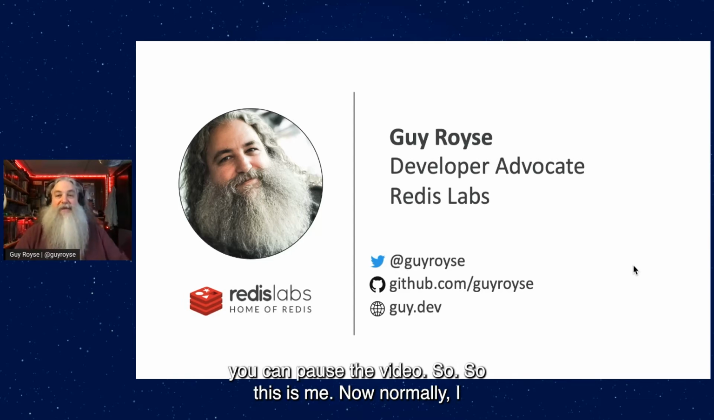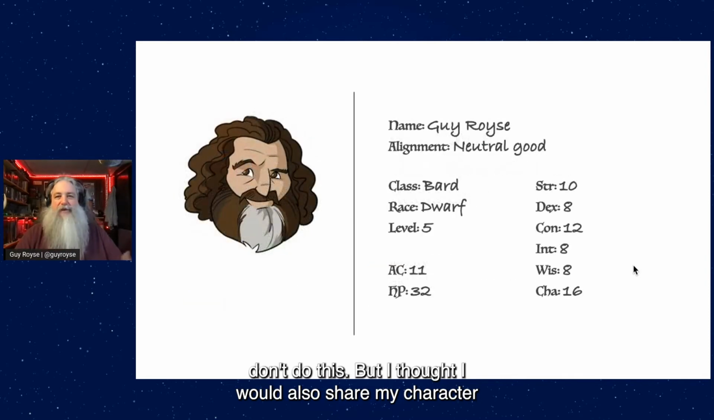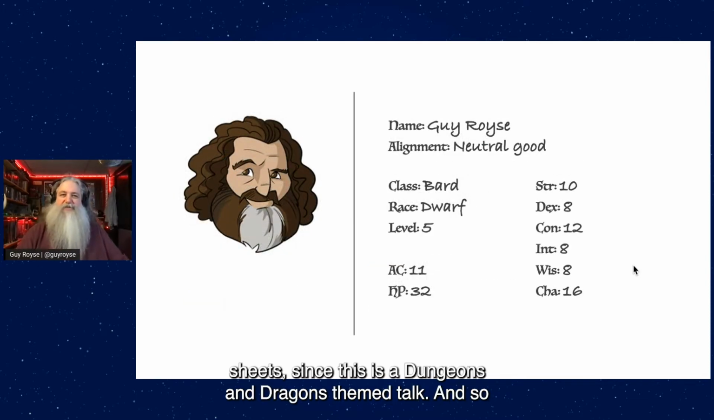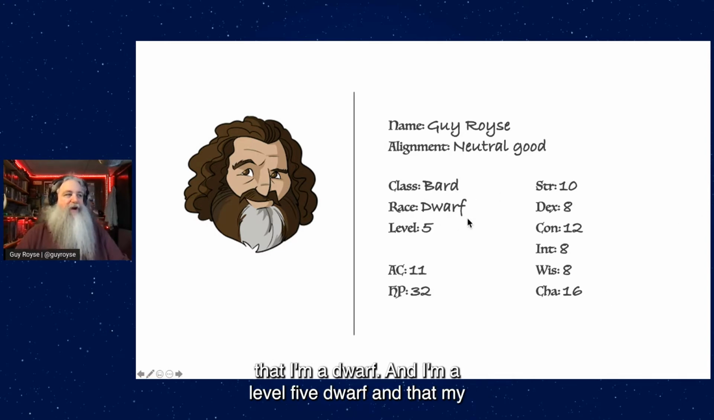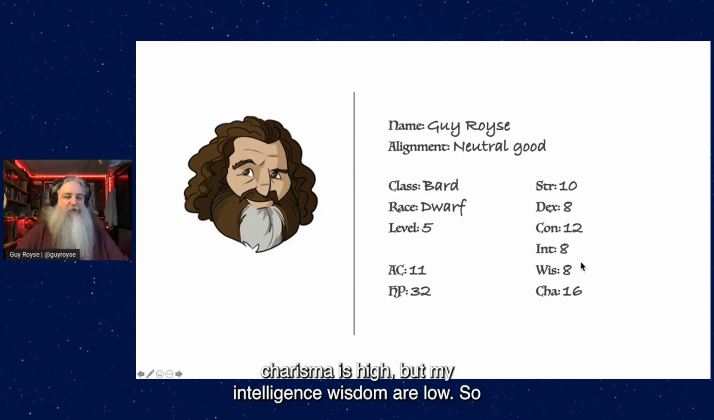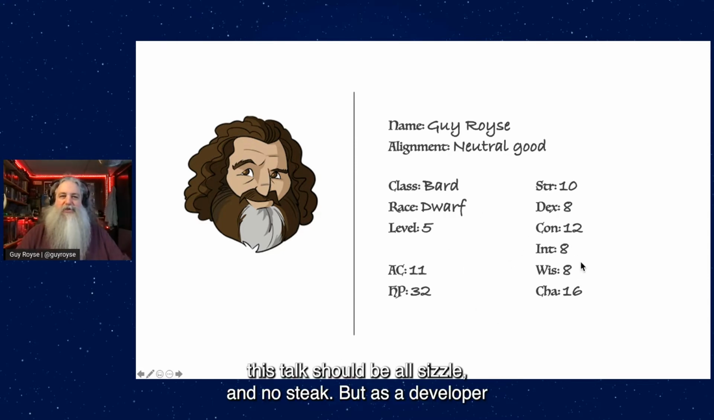Now, normally I don't do this, but I thought I would also share my character sheet since this is a Dungeons and Dragons themed talk. Here I have my name, and the relevant details are that I'm a level 5 dwarf, and that my charisma is high, but my intelligence and wisdom are low. So this talk should be all sizzle and no steak.